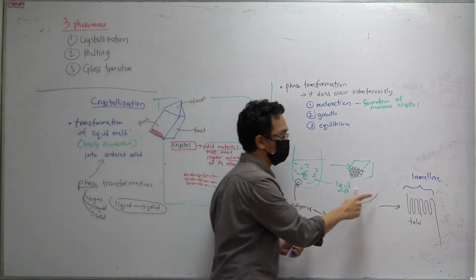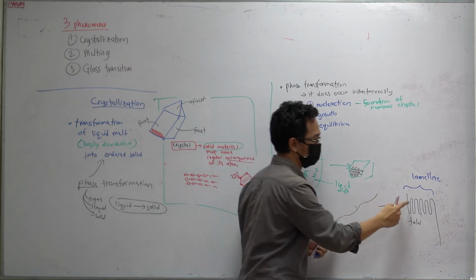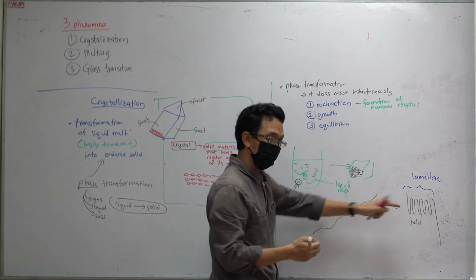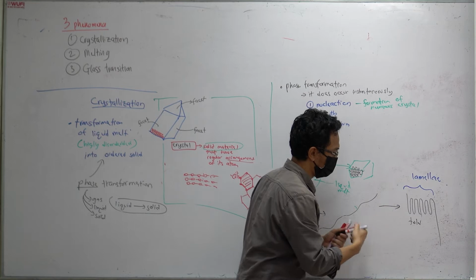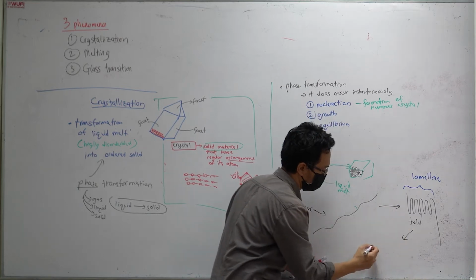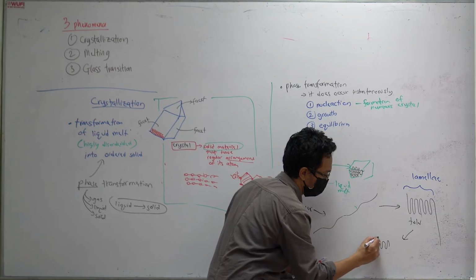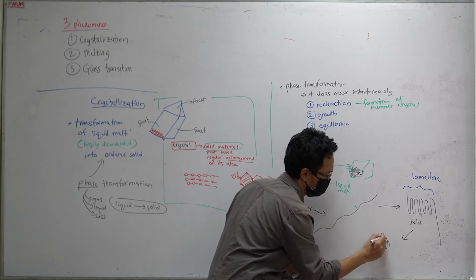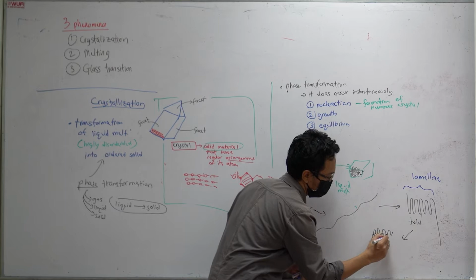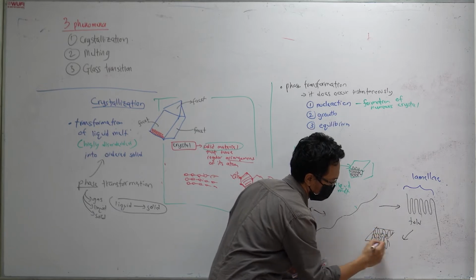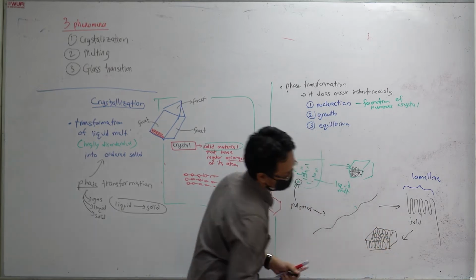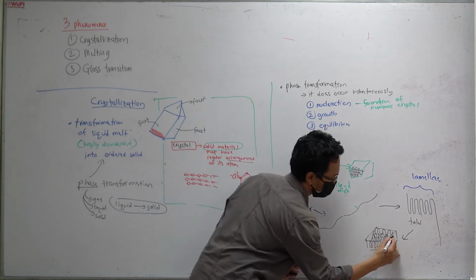But in a polymer, there are things like this. This thing also can make a stack again. For example, you have something like this, and then you have another one at the back, and then another one here, and then another one at the back, and then you get something like that.